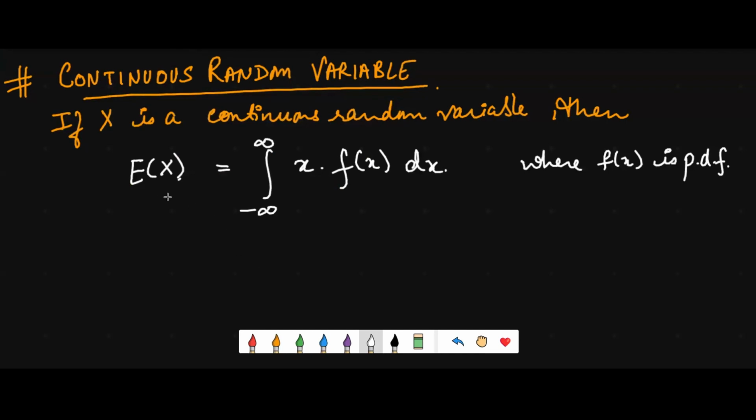So here you will notice the difference between the expectation of x in the continuous and the discrete. In the continuous, we are talking about the integral and the limits are from minus infinity to infinity. Whereas when we are talking about the discrete, we are talking about the summation. So that's the basic difference in the expectation formula. Now, what would be the formula if we are talking about the E of phi of x?